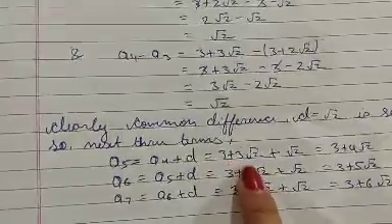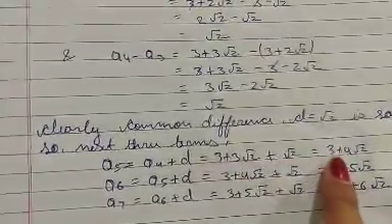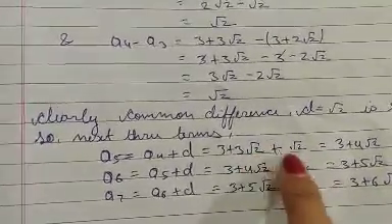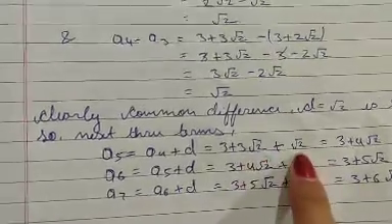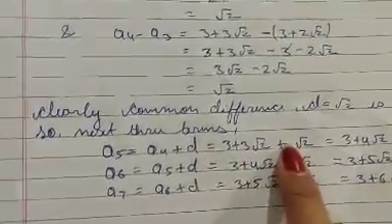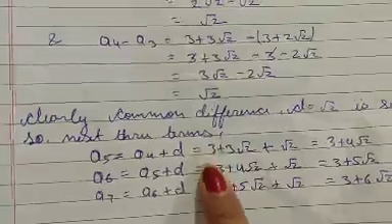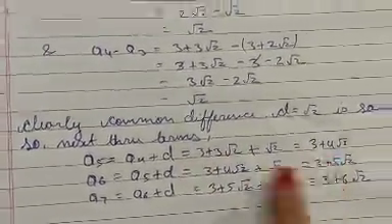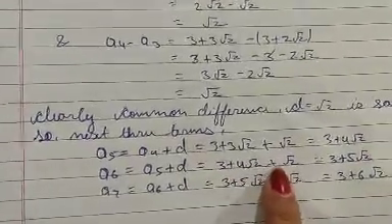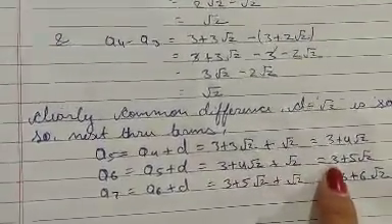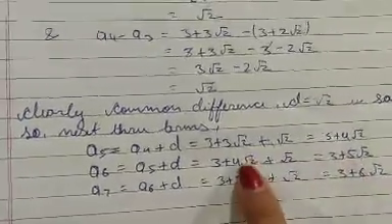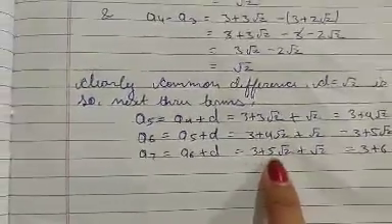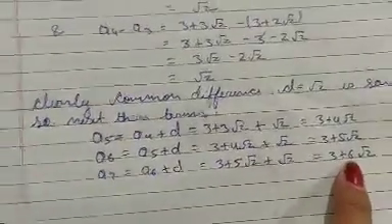So 3 plus 3 root 2 plus root 2 is 3 plus 4 root 2. See, here we have two like terms, 3 root 2 and root 2. This term has root 2 and this term has root 2, so only these two terms will be added. The 3 we have to leave as it is. So 3 plus 4 root 2 is the fifth term. Now 3 plus 4 root 2, the fifth term, plus root 2 is the sixth term: 3 plus 5 root 2, since 4 root 2 plus root 2 is 5 root 2. The seventh term is 3 plus 5 root 2 plus root 2, which is 3 plus 6 root 2.